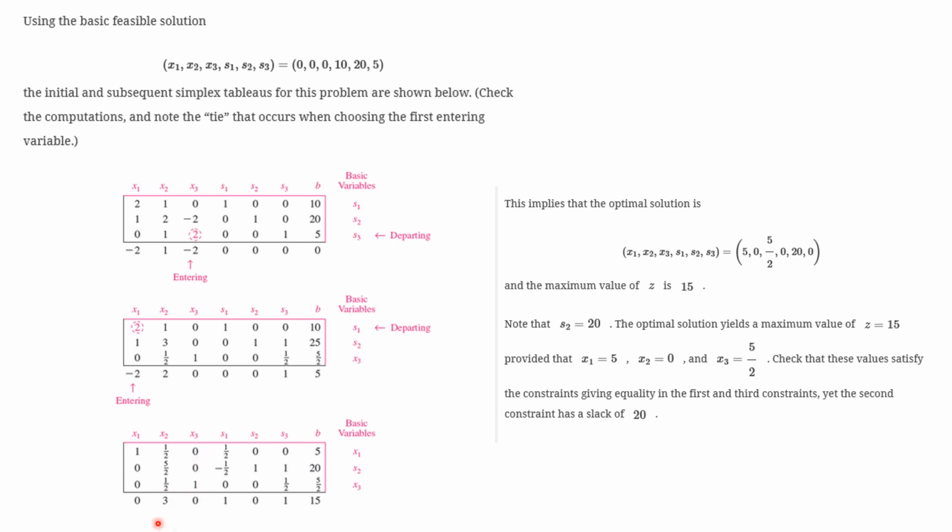And if we look across the bottom, we see that there are no negatives, so we're really done. We found the optimal solution. It's going to be this 15 here, and you notice that you still have a slack variable. It's 20, but the only value that we have for our basic solutions is we have that x1 then is 5, and x3 is 5 over 2, and those add up to 15.